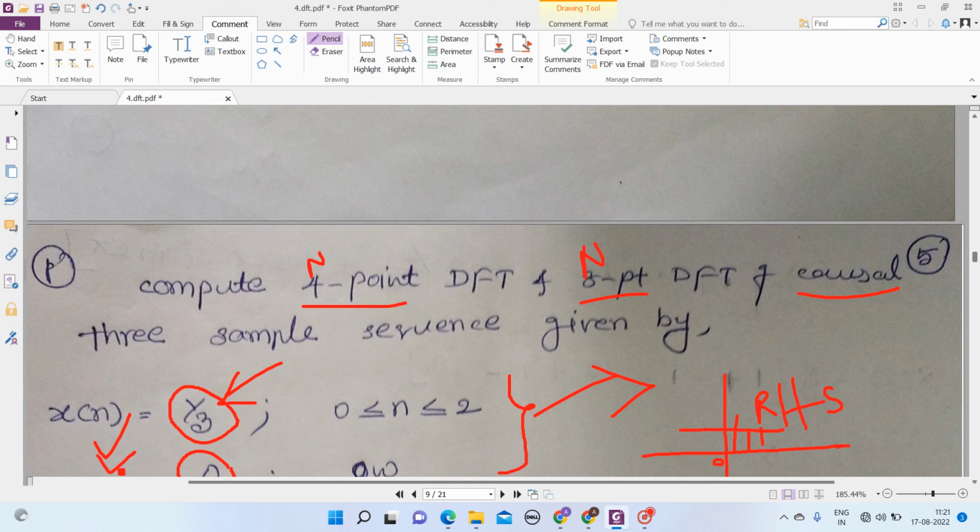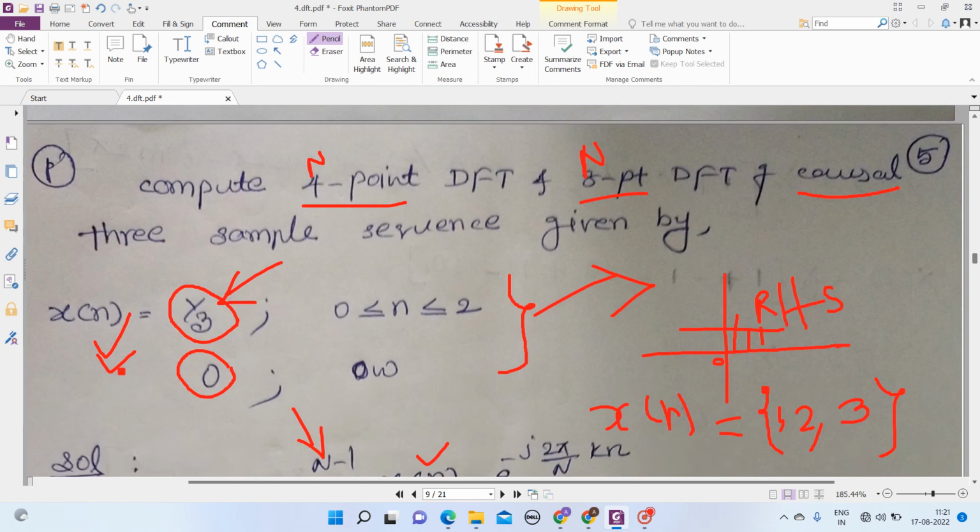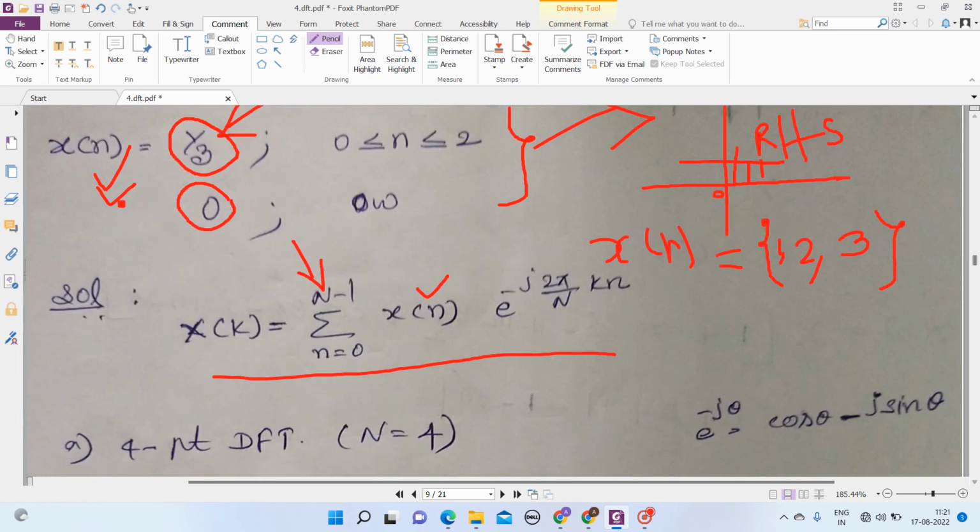Just check it out, okay? I have solved the problem for 8-point also. X of k is equal to the summation n equals 0 to N minus 1 of x of n e to the power of minus j 2 pi by N into kn.